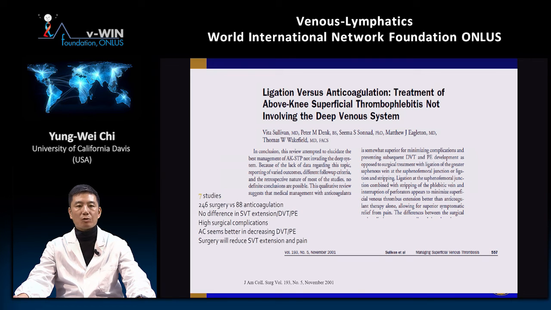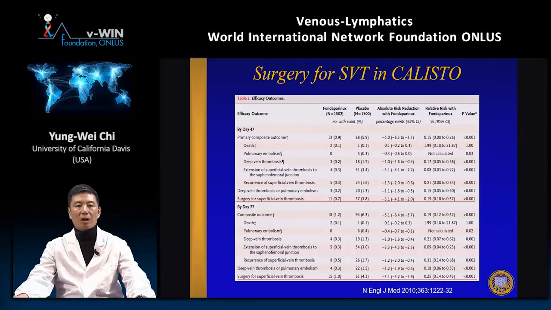The main conclusions from this study were, number 1, high surgical complications, and number 2, anticoagulation seemed to decrease deep venous thrombosis and pulmonary embolism event rates, but based on the small sample analyzed, it was not statistically significant. Referencing the CALISTO trial, the number of patients who received surgical intervention to remove the superficial venous thrombosis was much less in the fondaparinux group compared to the placebo group on day 47 and 77.